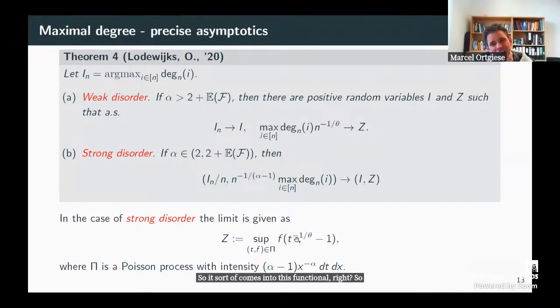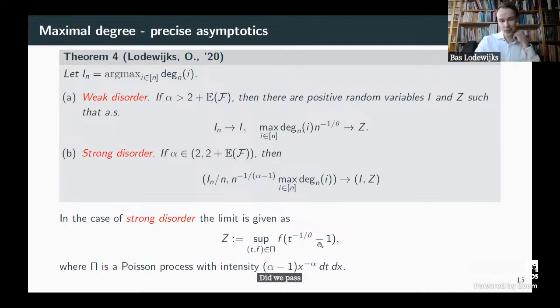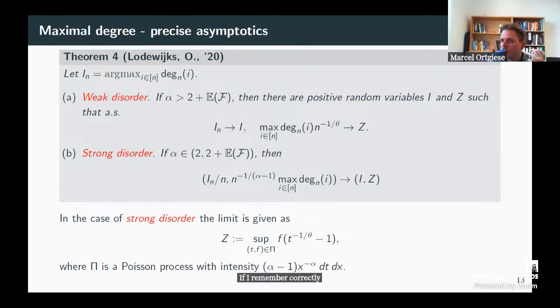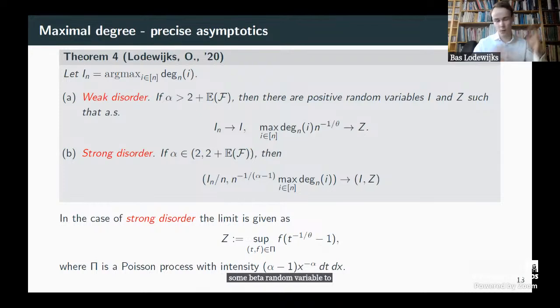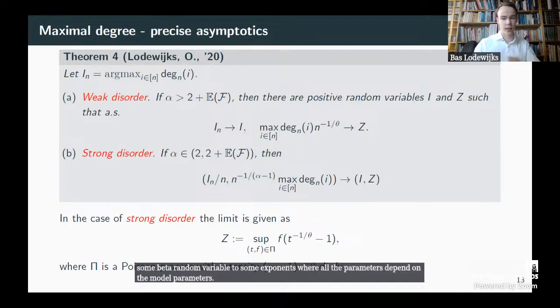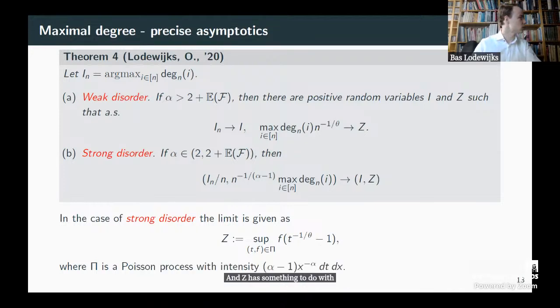So you could try, I don't think we've done that. You could try and figure out, if I give you a Poisson process with this intensity, where is the maximum? We tried, did we write it down, Bas? Yes, we did. I did write it down. Oh gosh. Yeah, so in the strong disorder regime, we have an explicit distribution for I and Z. If I remember correctly, I is some beta random variable to some exponent, where all the parameters depend on the model parameters. And Z has something to do with, no, that I can't remember. And in the extreme disorder regime, we also have an explicit formula for these I and Z in terms of this point process, but we were not able to say anything more than that.